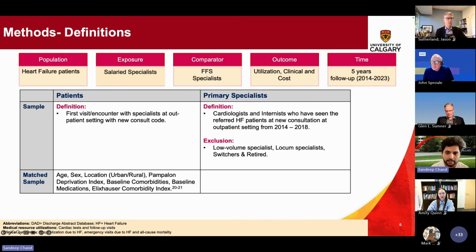Here is an important point. The two patient groups were not alike to begin with. Different cities, different rural-urban mix, different illness, etc. So we used propensity score matching. We paired each salaried patient with a fee-for-service patient who looked as similar as possible on age, sex, location, socioeconomic factors, medication, and other conditions. That gave us 627 well-matched pairs.